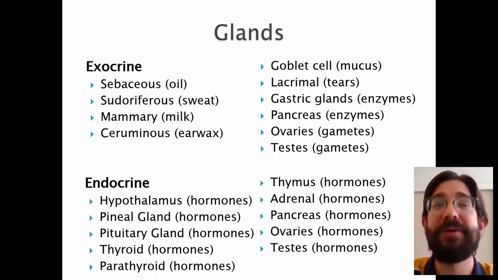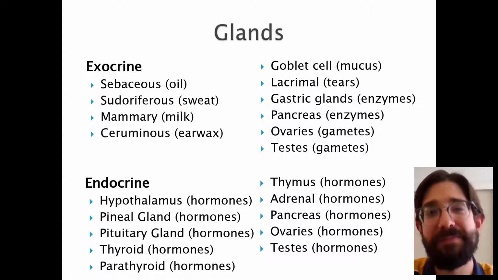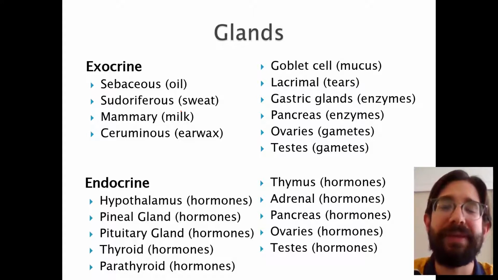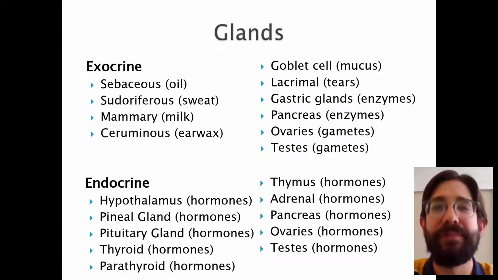ovaries, and testes. What? The pancreas, ovaries, and testes are exocrine glands and endocrine glands because they make stuff that will exit the body and they make stuff that won't exit the body, hormones. So the pancreas makes hormones like insulin. Ovaries and testes make sex hormones like testosterone and estrogen. So they are doing double duty as exocrine and endocrine glands.